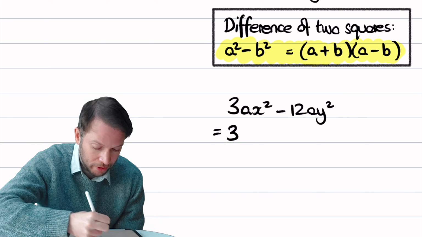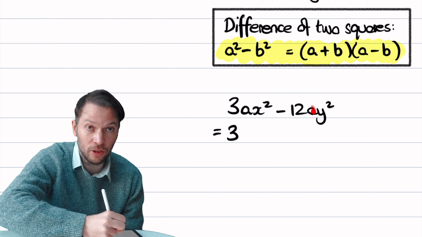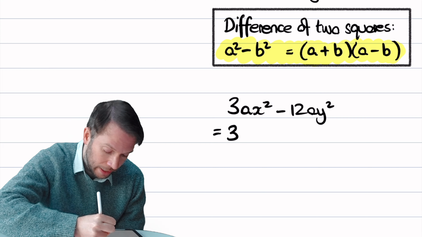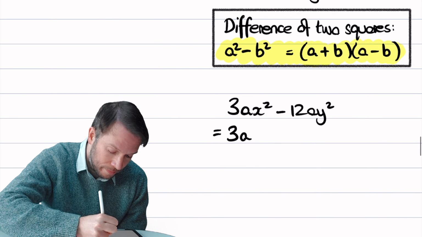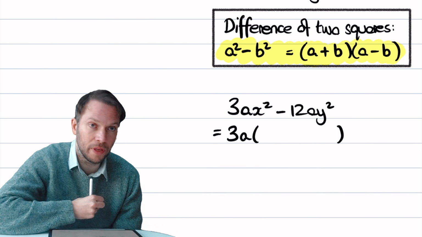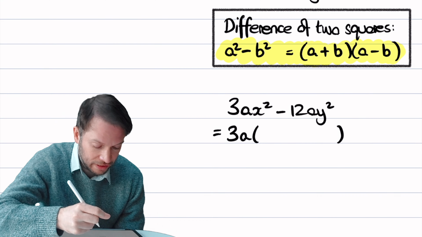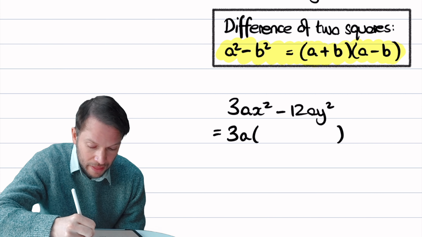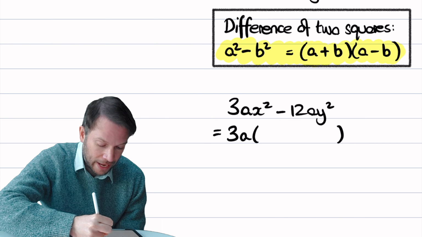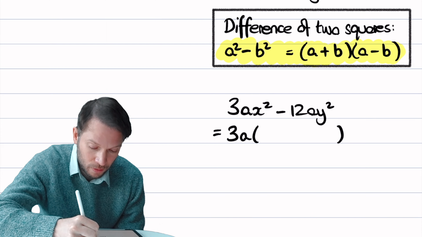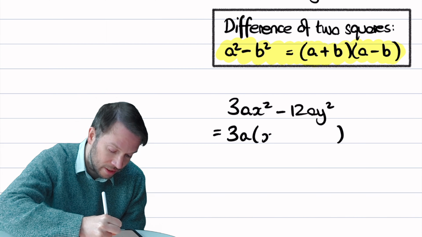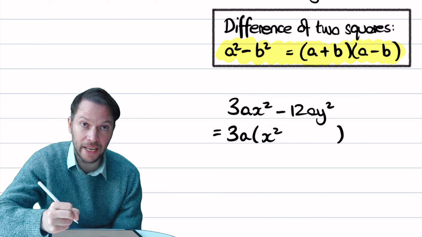What else do they have in common? Well, I can see they both have an a in common, so we can also factorise out a. So overall, we can factorise out 3a. And then we put a big open bracket, single bracket, with some space inside it. And then we think, well, 3a multiplied by what would give you 3ax squared? Well, it's x squared. 3a times x squared would give you 3ax squared.